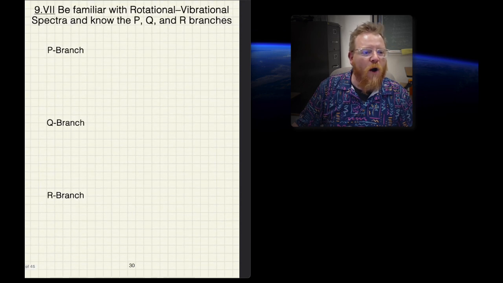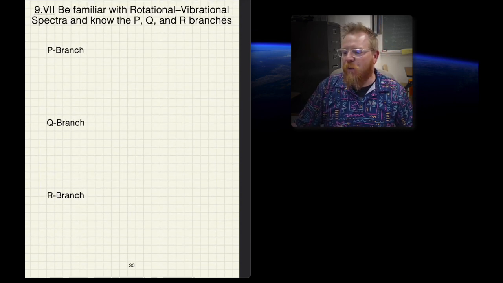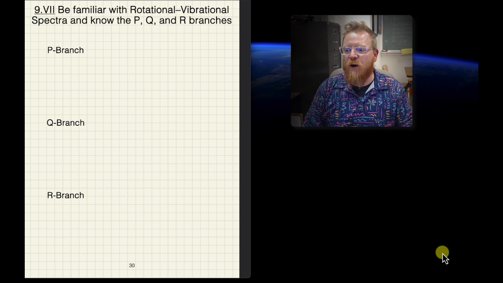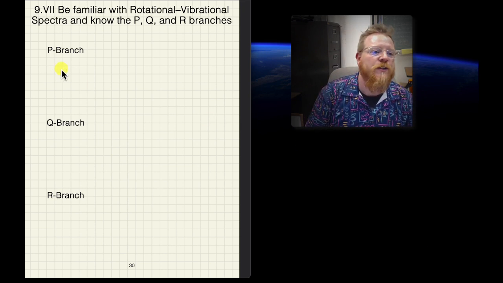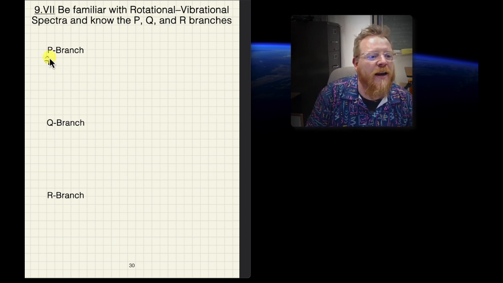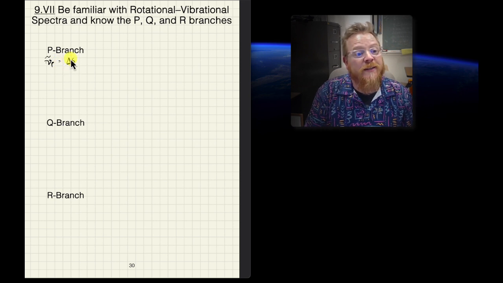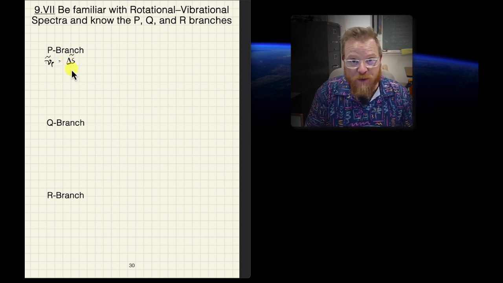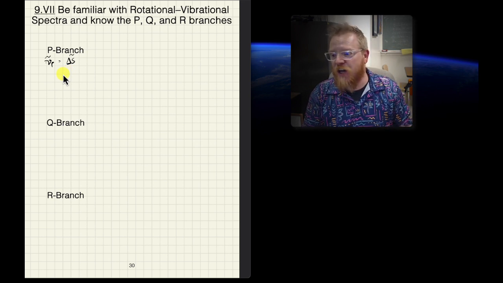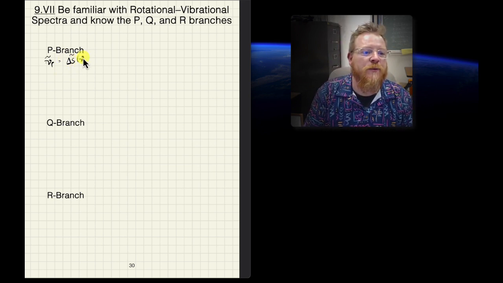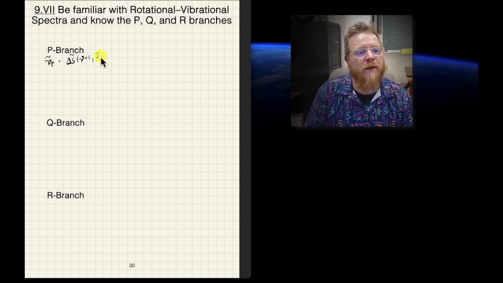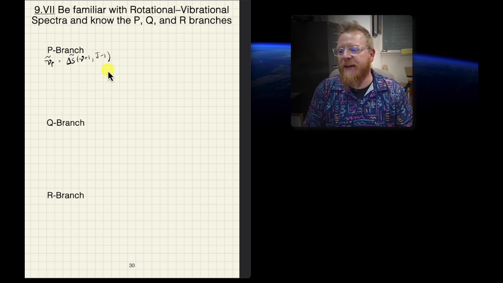So now, putting all of this together, we can come up with some predictive equations to describe this. For the P branch, I'm going to write that as nu tilde P, which equals delta S. Remember, a spectroscopic transition is a change in energy levels. And that's going to be from nu plus 1 and J minus 1.